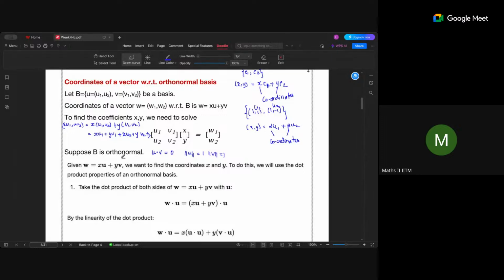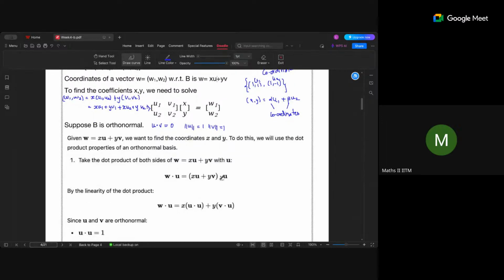But when you have an orthonormal basis, it is not going to be that difficult like with any usual basis. Suppose you have a normal basis which is not orthonormal, then you may not have some advantages. So what is the advantage of having an orthonormal basis? That is what we are going to see here. Okay, so now w is xu plus yv, and we want to find x and y in this expression.